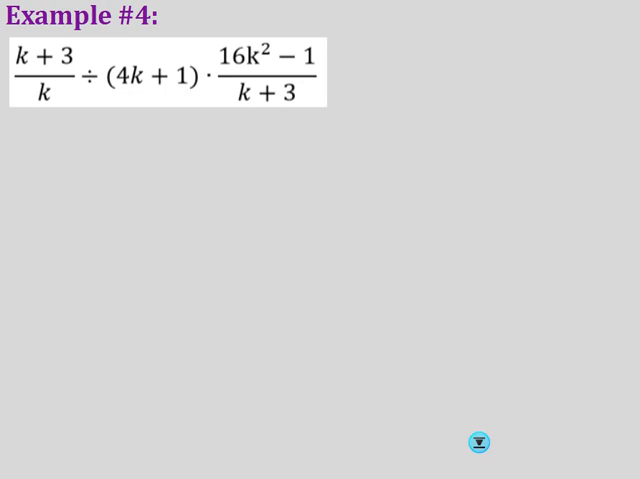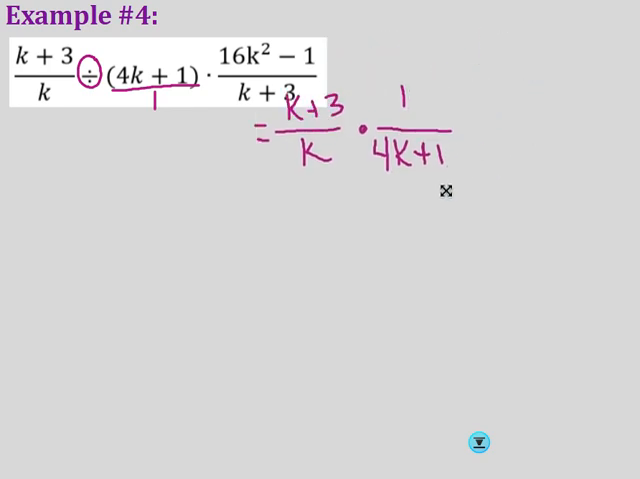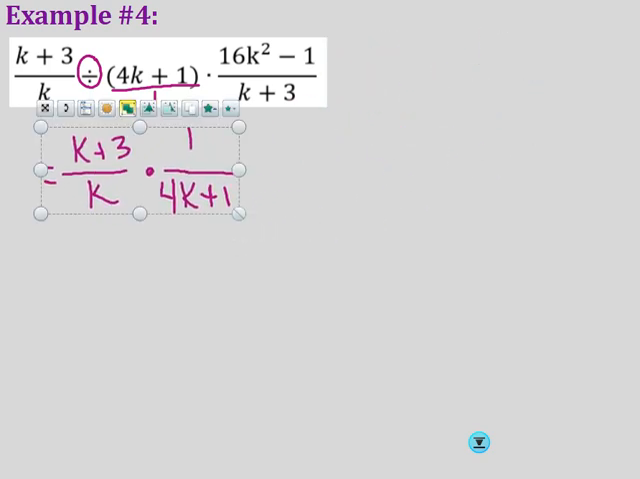Okay, so our last problem, we have multiplication and division. We have the division first, so we're still going to keep, change, flip. K plus 3 over k. Remember, any whole number can be written with a 1 underneath, even if it's an expression. So division, I need to change to multiplication, and then we're going to flip it, 1 over 4k plus 1. And then I'm going to take that whole expression, and we're going to move it down here real quick so we can have more room.